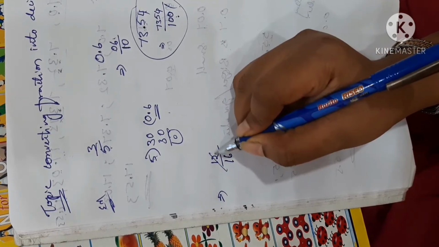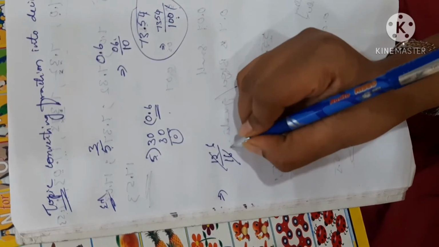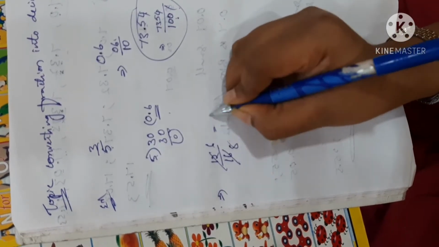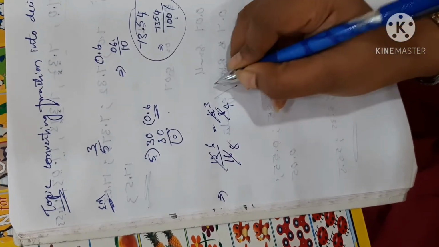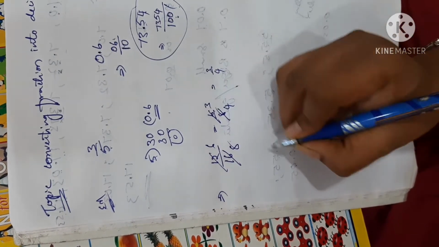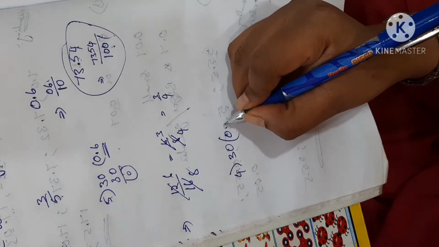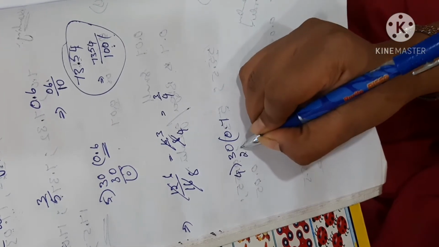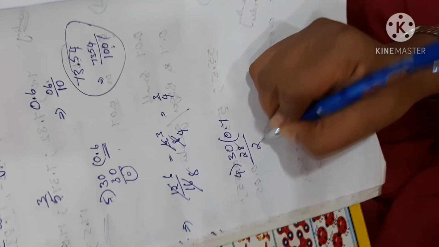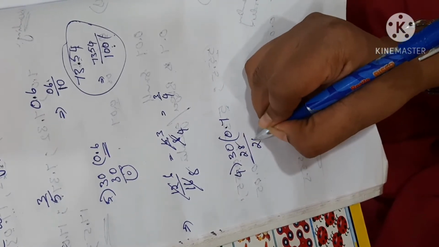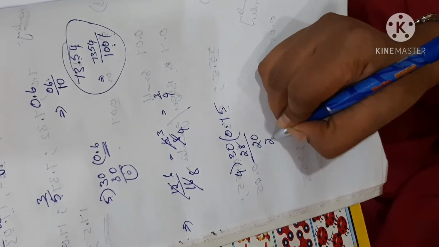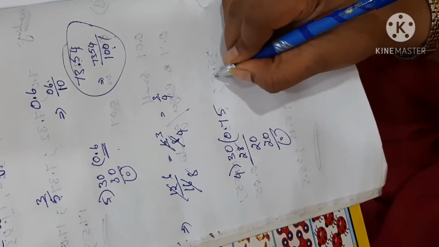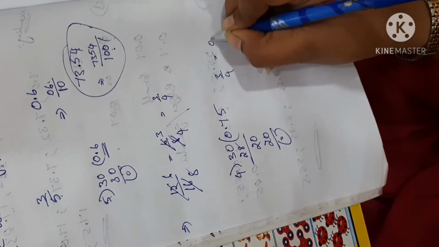Okay. 2 table. 2 6 are 12, 2 8 are 16, so 6 by 8. Next 2 3 are 6, 2 4 are 8. So 3 by 4. So 3 by 4: 4 into 30, 4 7 are 28. Yes. Remainder 2. Already you kept the point over here, so you can write down 0 here. 4 5 is 20. So what is the answer? 3 by 4 is nothing but 0.75.